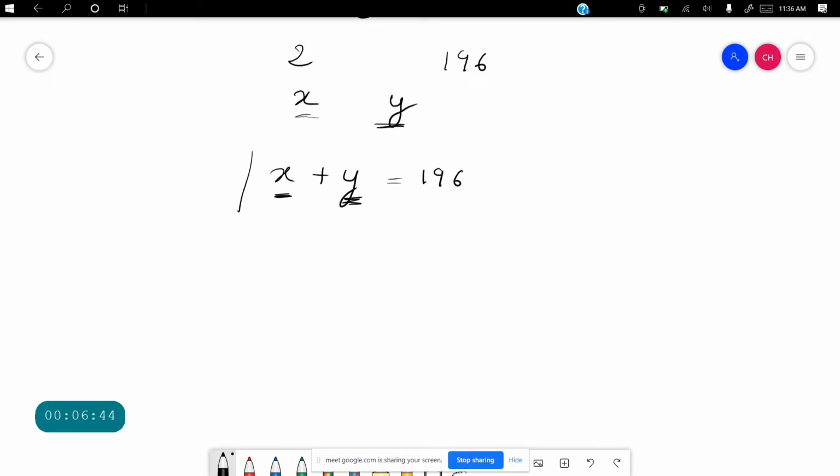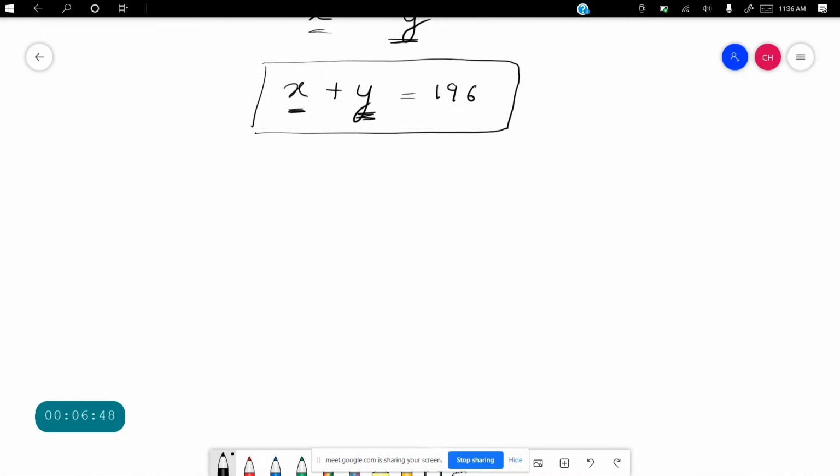The expression we just wrote in mathematical terms is called the linear equation expression of that statement. How can we rewrite this equation? We can write this as x plus y, and taking the numerical term to the left hand side as minus 196, that gives you x plus y minus 196 equals 0.